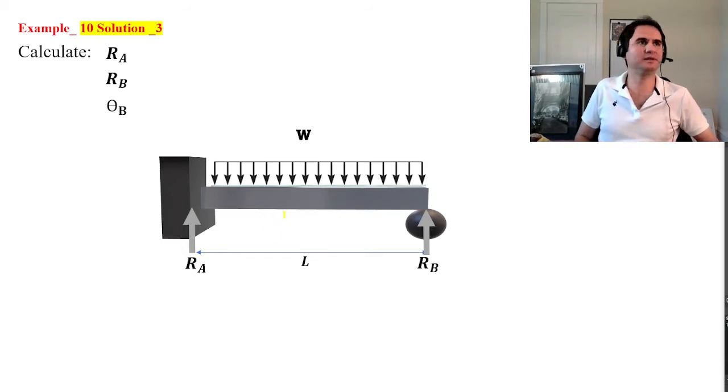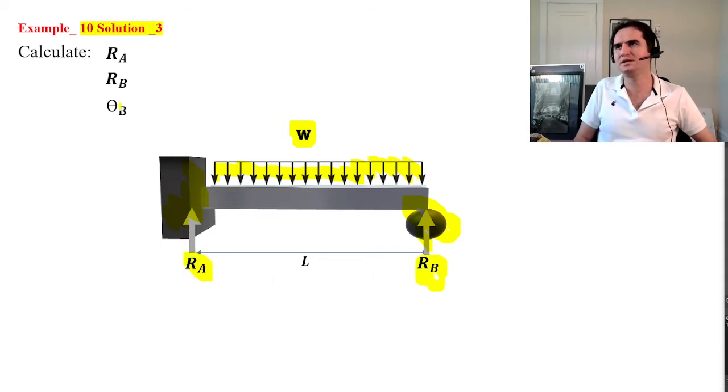So we have a 1 degree indeterminate structure. A beam, one side is a fixed support and the other is a ball support. So there is 1 degree of indeterminacy, handling a uniformly distributed load of W, and we want to know what the reaction at A is, what the reaction at B is, and what the angle at B is, because at A we don't have any.